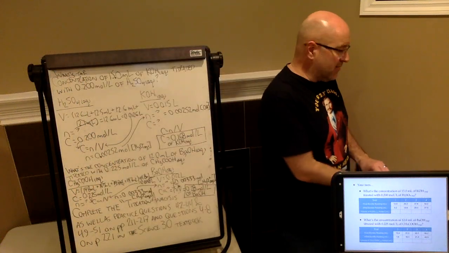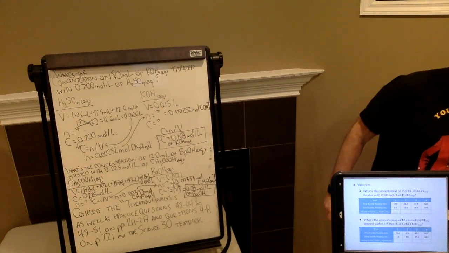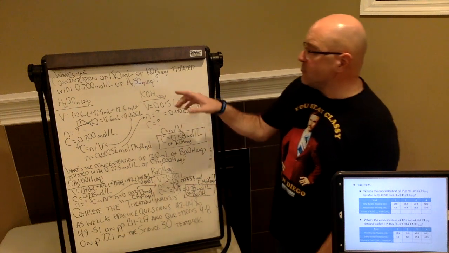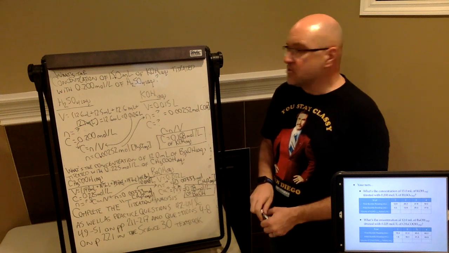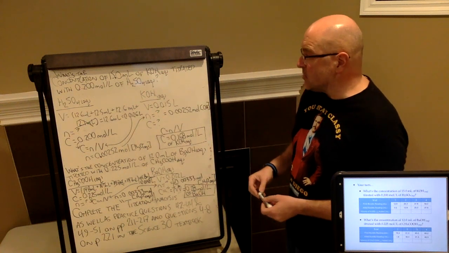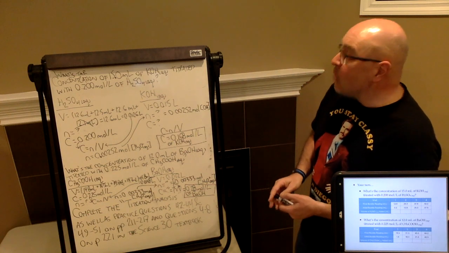So here is a very messy board. I apologize. But again, there's only so much I can do with a little small whiteboard like this. So we've got our first substance where a titrant of potassium hydroxide is going to be added to a sample of sulfuric acid, H2SO4.